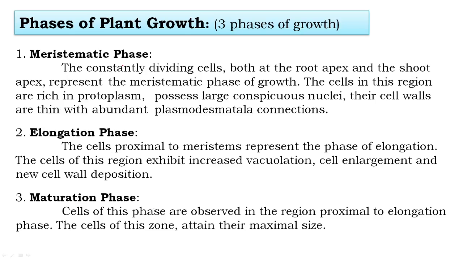The meristematic phase is the area in which there are meristematic cells, and these cells are constantly dividing, both at the root apex and the shoot apex. It represents the meristematic phase of growth. These cells are rich in protoplasm and possess conspicuous nuclei. And their cell walls are thin with abundant plasmodesmata connections.